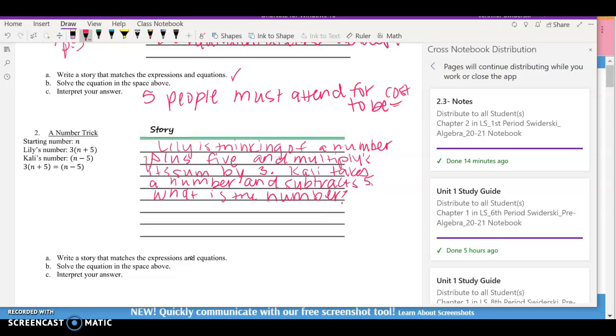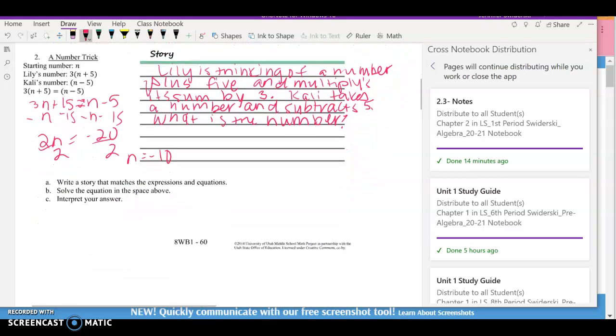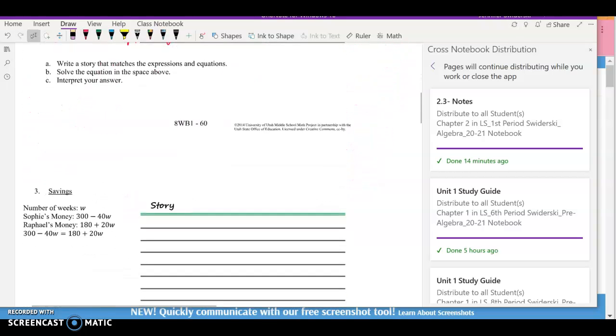So if we solve, we're going to get 3n plus 15 equals n minus 5. I'm going to subtract n on both sides. So I get 2n, subtract 15 both sides, equals negative 20. I'm going to divide both sides by 2, so n is negative 10. So the number that they're thinking of is negative 10.